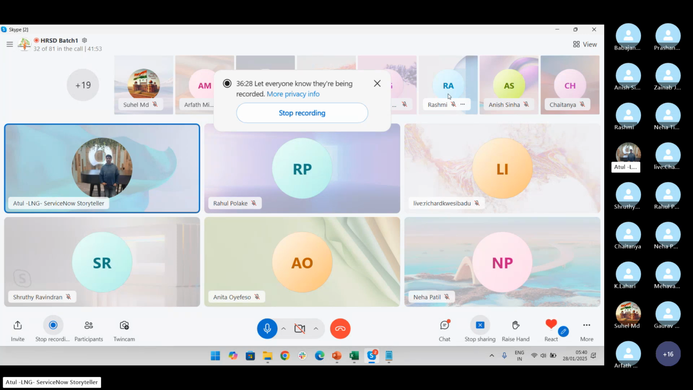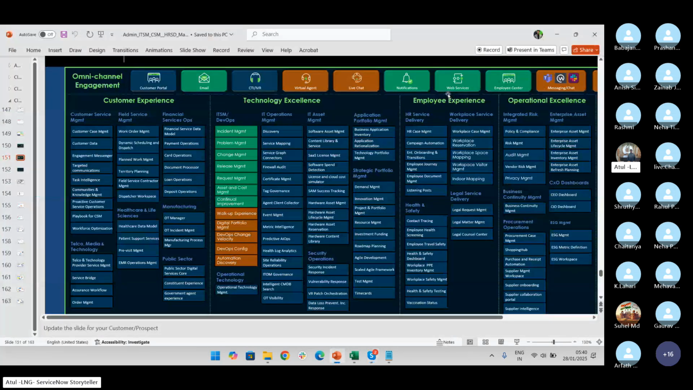So this we will discuss in tomorrow's call. But right now work is going on. Okay, so in employee experience as well, we have 4 different products. We are going to discuss only one thing. Then in operational excellence, CXO dashboards, and your integrated risk management, IRM, which was earlier called GRC, risk and compliance.